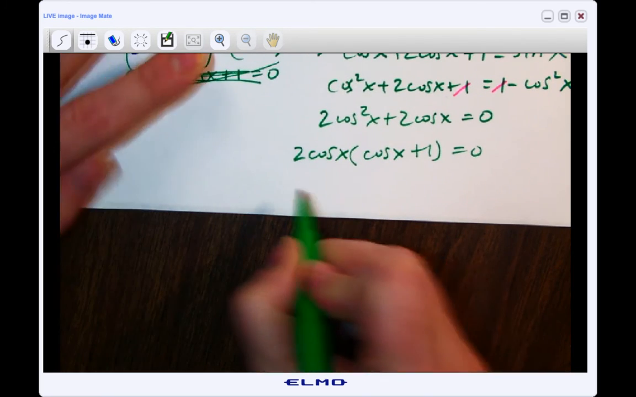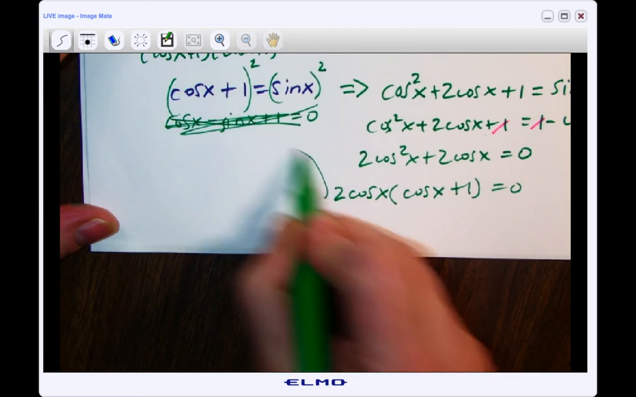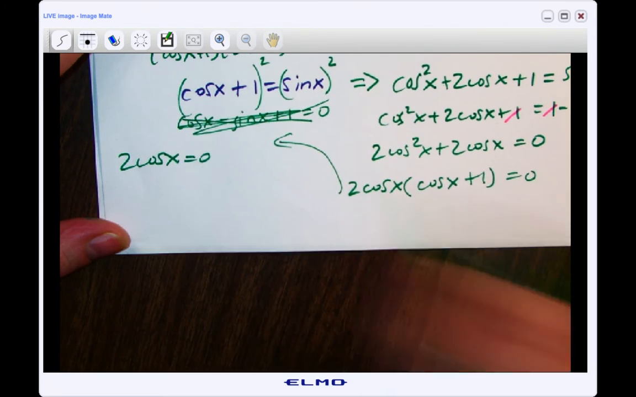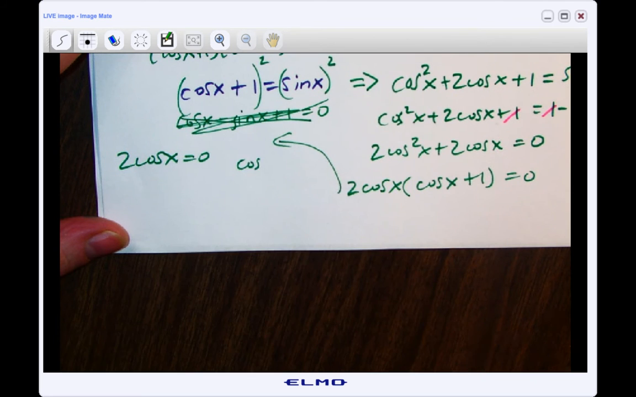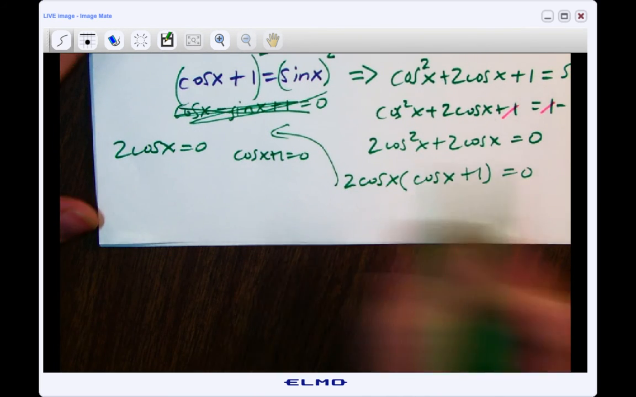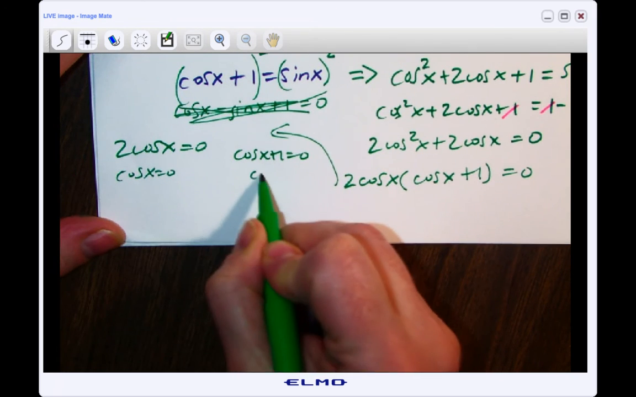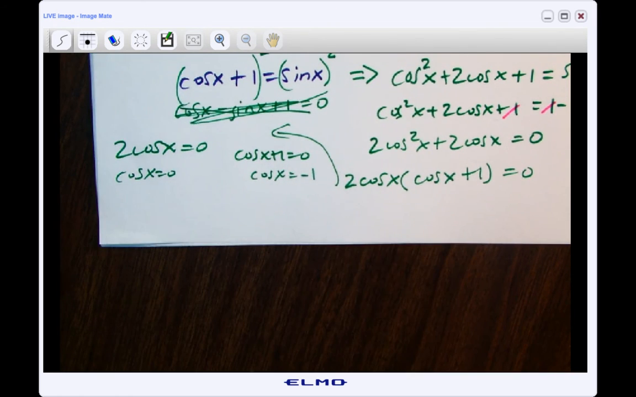Okay. So now I set each of these equal to 0. I'm going to come over here because I'm kind of running out of space. So it'll be 2 cosine x is equal to 0, and cosine x plus 1 is equal to 0. Okay. All right, so this one we see that cosine x is equal to 0, and this one we see cosine x is equal to -1. Okay, so let's take a look.